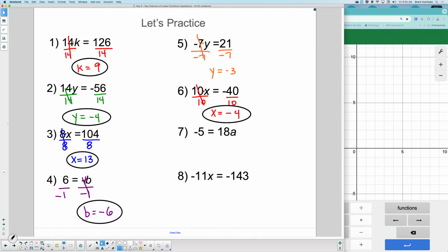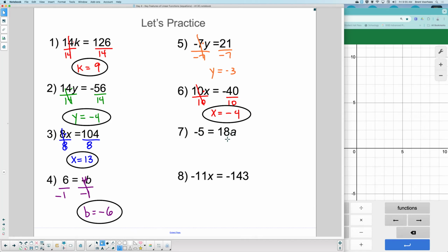Okay, last two. Gustavo, what would you do here? What are we solving for? What's the letter that you see? A. That's what we're solving for. So we have to get A by itself. What's with the A right now?